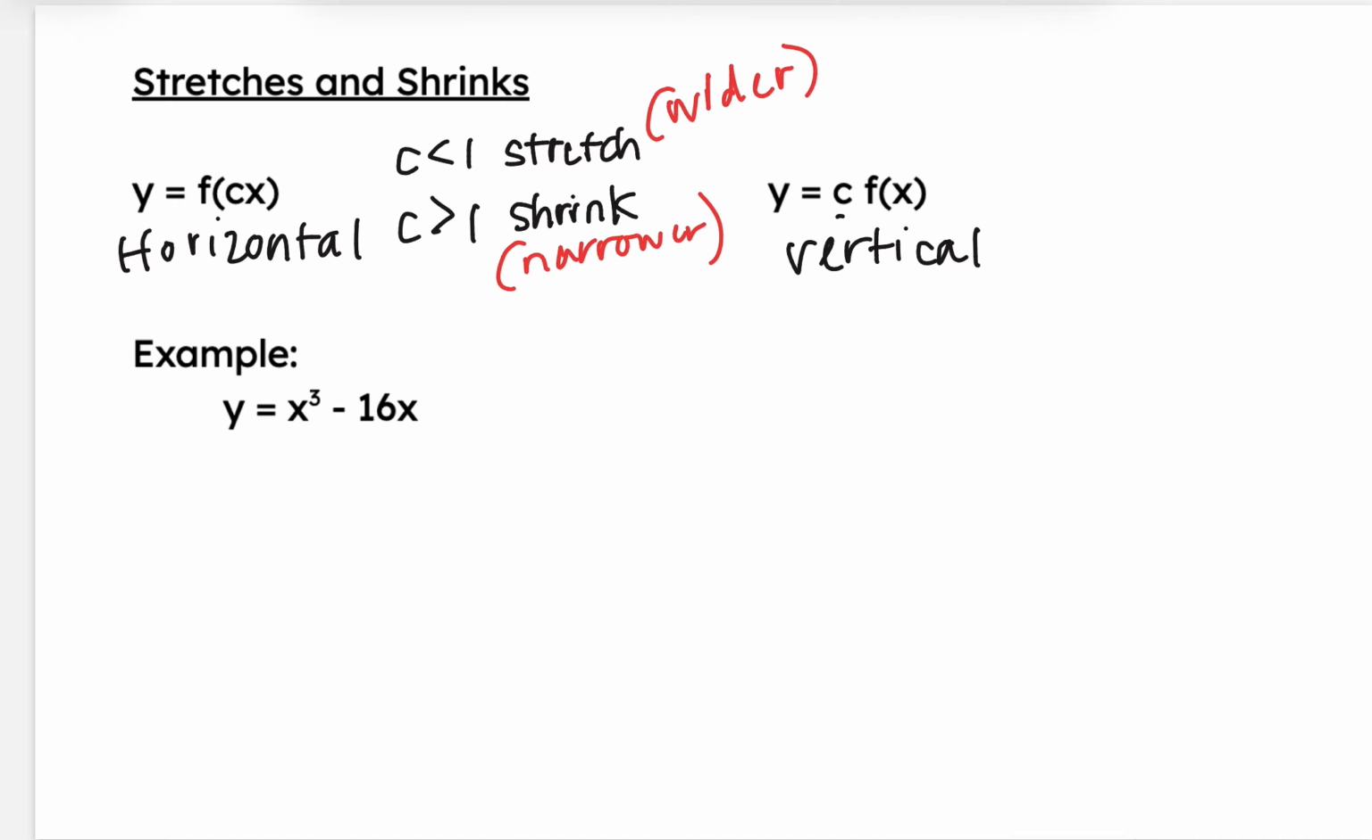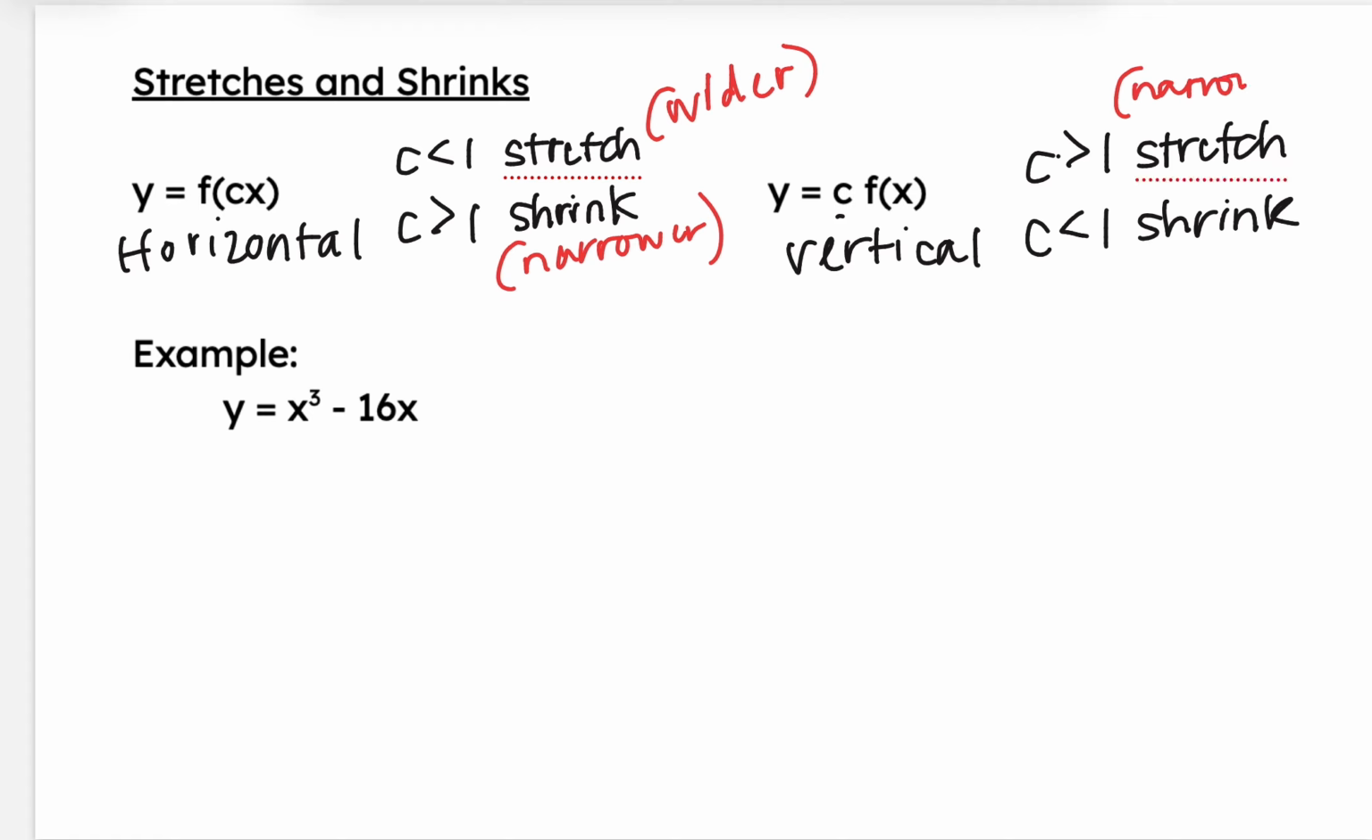So we're still thinking stretch and shrink, but now we're talking about vertically. So you can imagine either stretching something out up and down or compressing it from the top and bottom. So in this case, if we have C is greater than 1, it's going to be a vertical stretch. And if C is less than 1, it's going to be a vertical shrink. But I also want to put in here a vertical stretch is going to make things look narrow, and a vertical shrink is going to make them look wider.